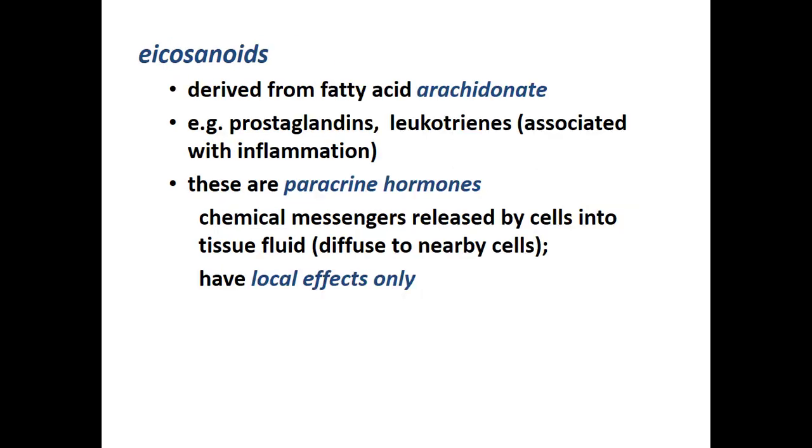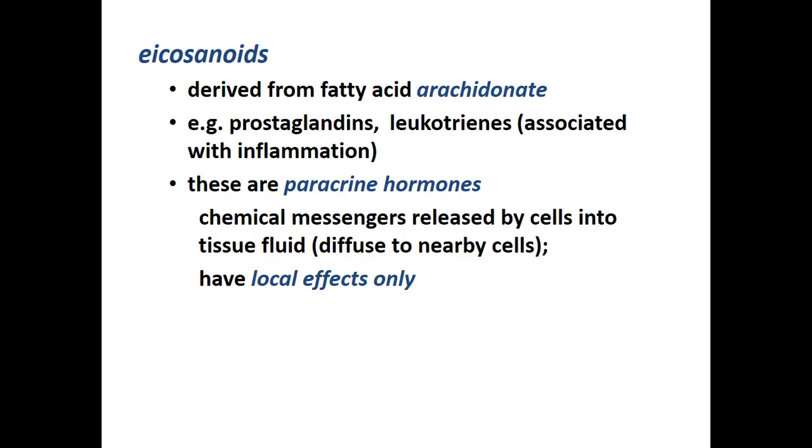The second category of lipid hormones are known as the eicosanoids. And this is a special family of hormones. We're not going to talk too much about them, but they are derived from a fatty acid known as arachidonate. And this fatty acid gives rise to chemicals such as prostaglandins and leukotrienes. These chemicals are associated with the inflammatory process, and we'll talk a little more about inflammation in Biology 153.